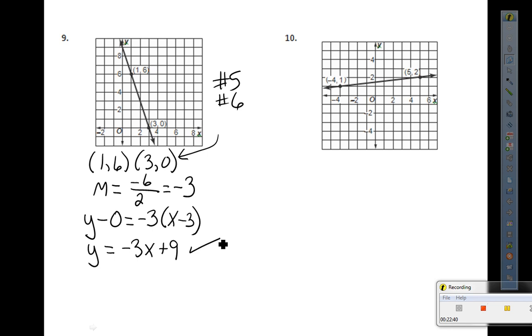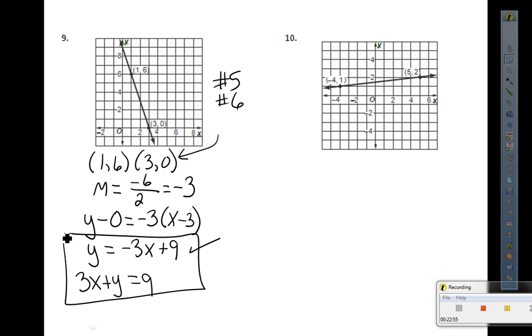Now let's put it in standard form real fast. Negative 3x comes over, so I got 3x + y = 9. So there's our answers. Hang with me for just a second. There's a shortcut sometimes, but not always. Like number 10, there's no shortcut. I'm not going to worry about it for now.